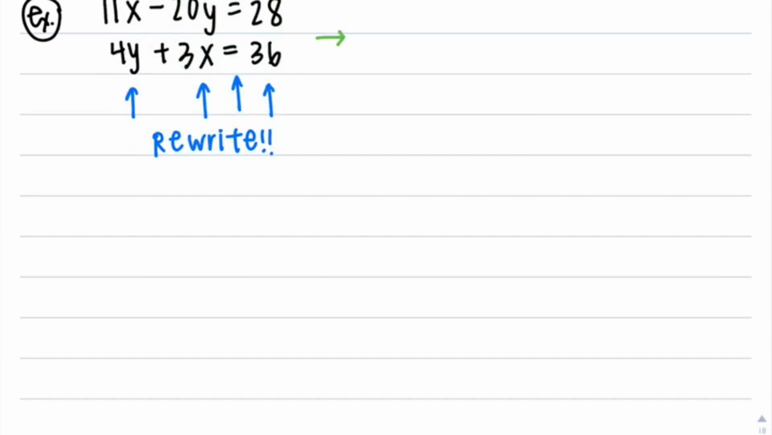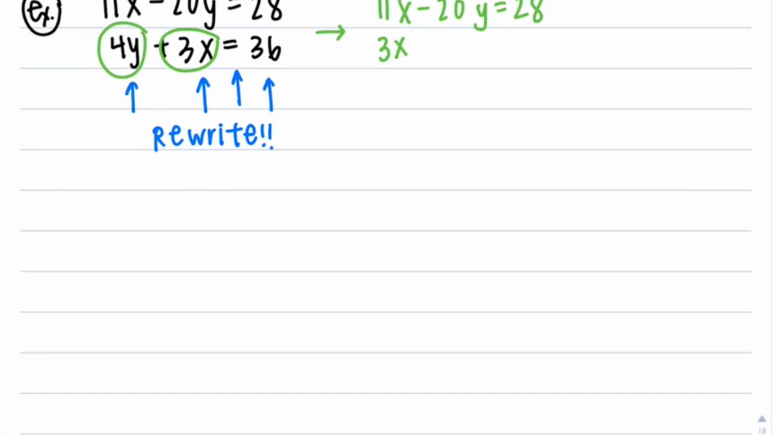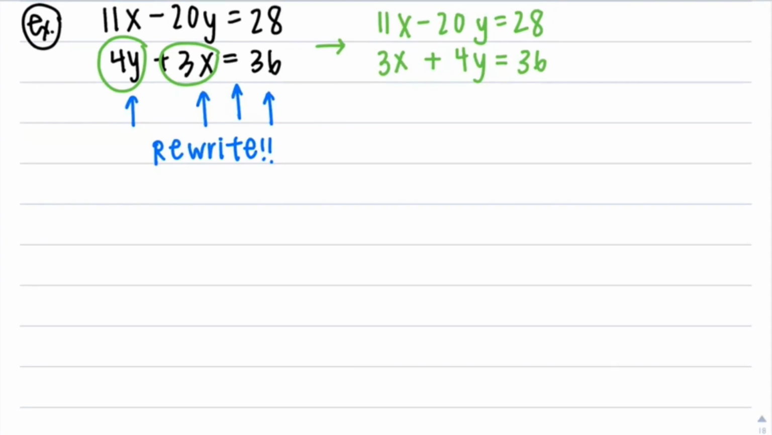So when I rewrite this, I'm going to keep the first one the same. 11x minus 20y is equal to 28. All right, what I need to do though is I need to switch the second one so that it's in order. So what you'll notice is that 3x here is positive, so I'm going to put that first. So 3x. All right, notice here my 4y. 4y is also positive. So when I put that there, 4y, make sure to put the plus sign to show that it's positive. Equal sign is going to stay where it is, and then 36. So again, you just want to make sure that you line up those terms so that everything matches.